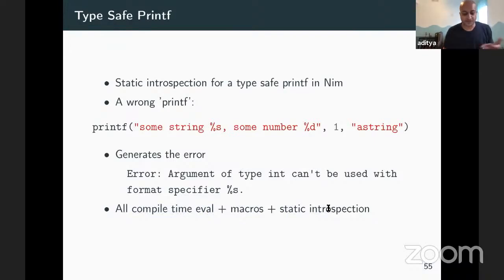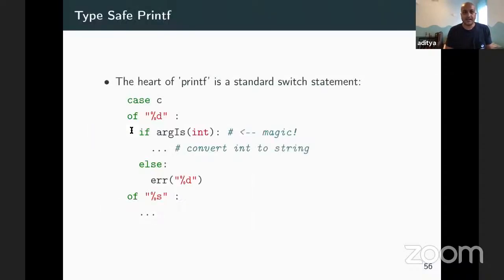And the code for this talk will be available on GitHub, but you can see it's not even that long or even really that interesting. It's not like super clever code or anything. It's just a standard printf. And at the heart of this printf macro is this switch statement, a case statement that says, hey, if you see the format specifier %d, and if the argument you pass in is an integer, then convert that integer to a string, otherwise error out.